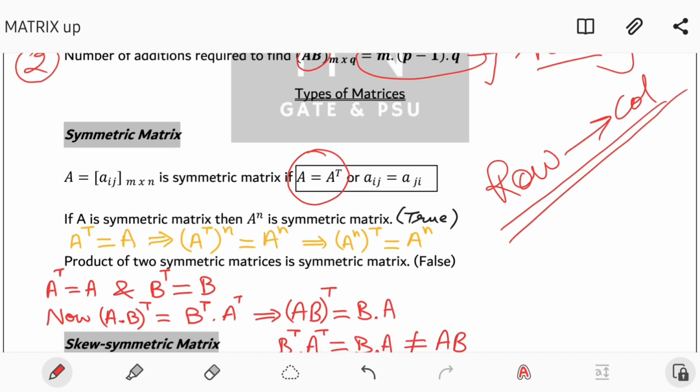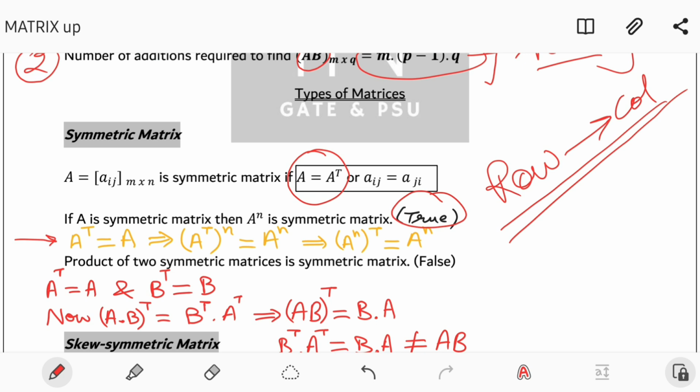Okay, so here are the 2 points where generally we have a question in the exam. The first point is: if A is a symmetric matrix, then A raised to the power n is a symmetric matrix. I have written that this statement is true, and I have given the proof also, showing how it is true.